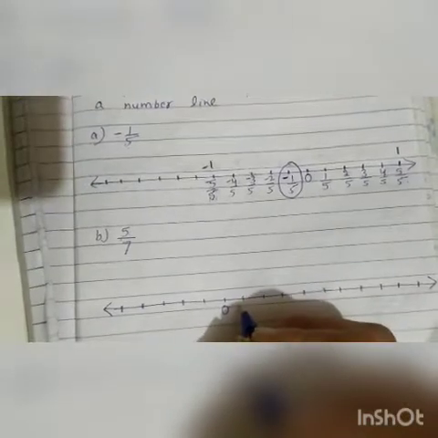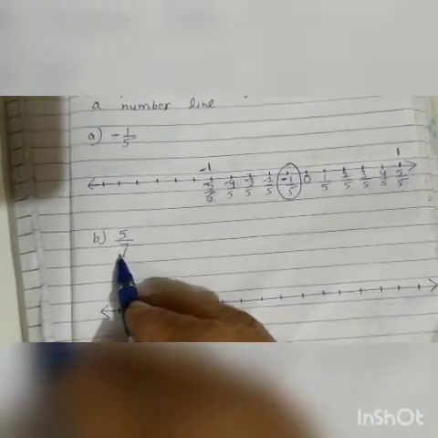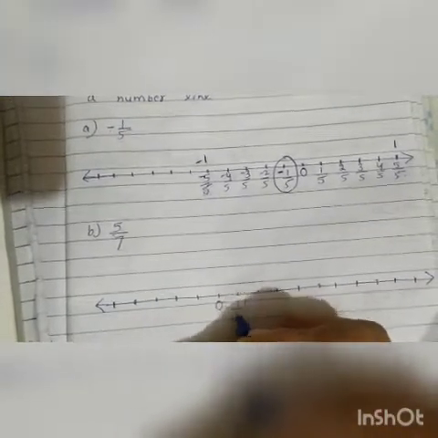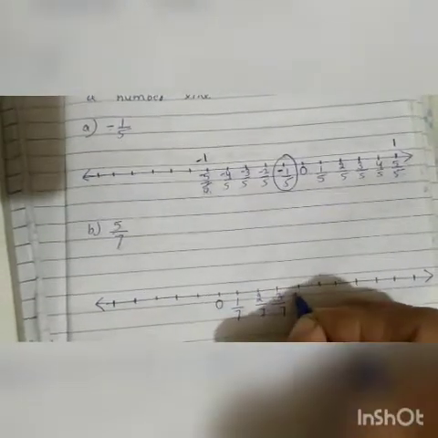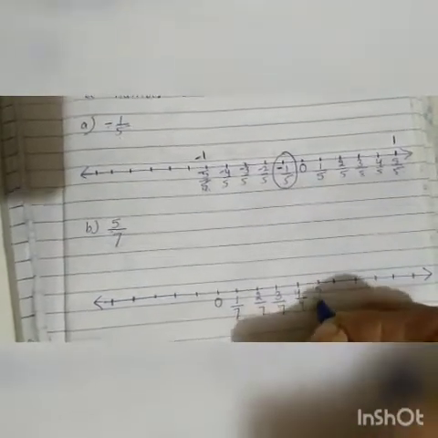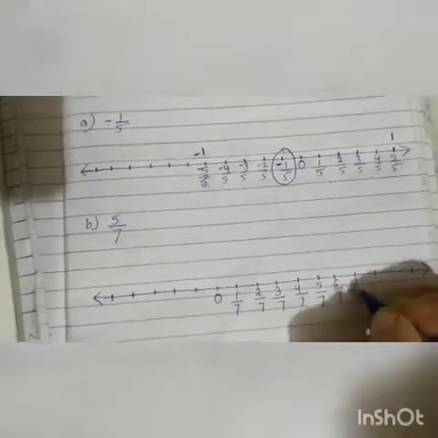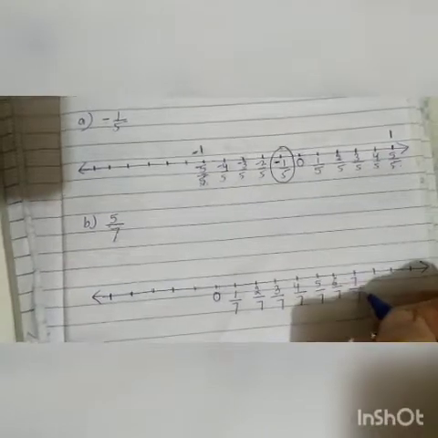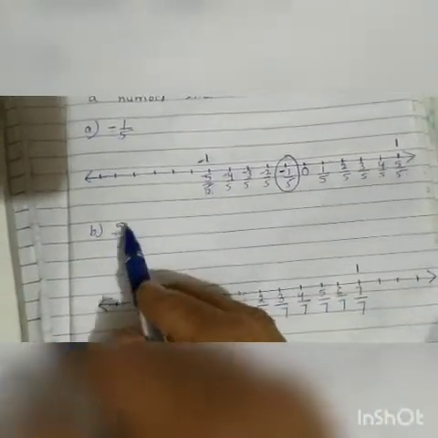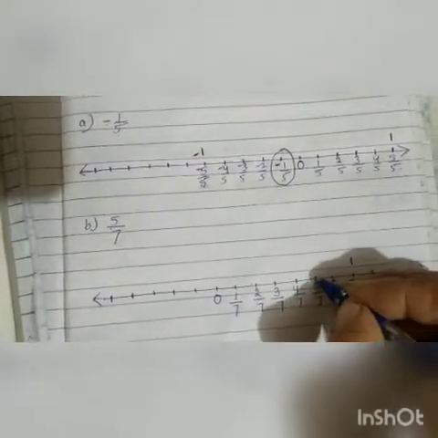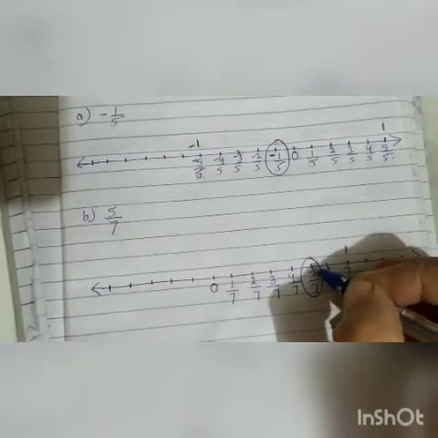Start to write counting with the same denominator. We will start: 1 upon 7, 2 upon 7, 3 upon 7, 4 upon 7, 5 upon 7, 6 upon 7, 7 upon 7. This is 7 upon 7, it means 1. This point will show 1. Now we have to show 5 upon 7. This point is showing 5 upon 7. So we will make a circle including this point.